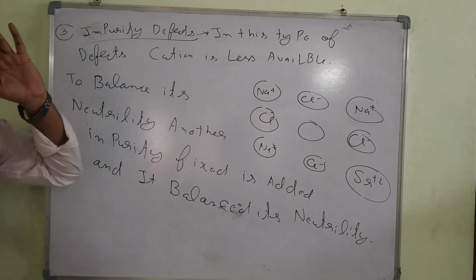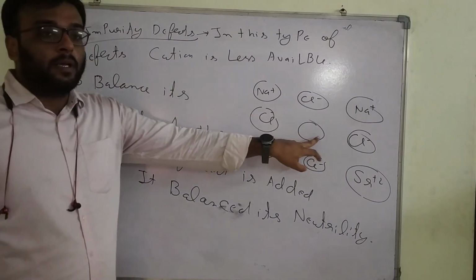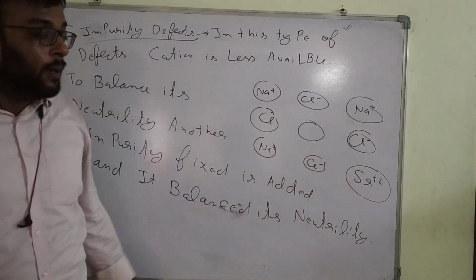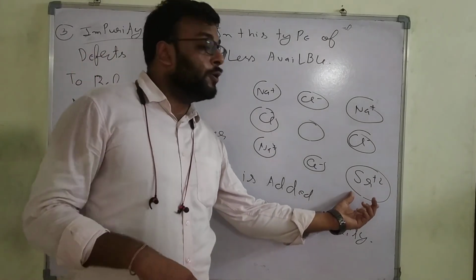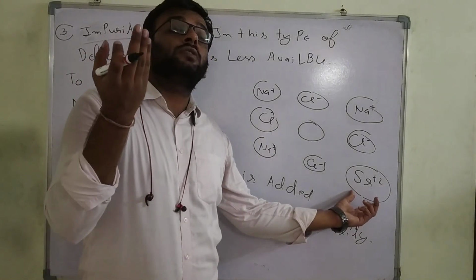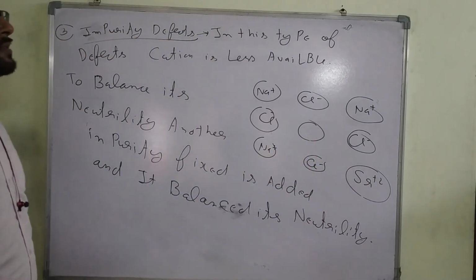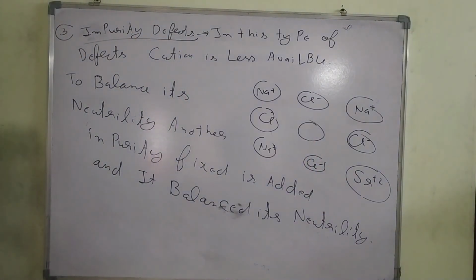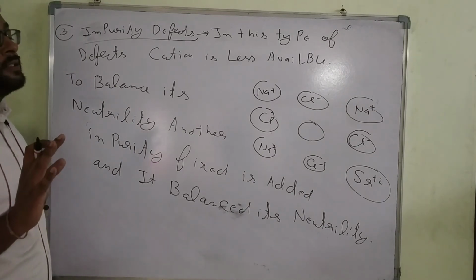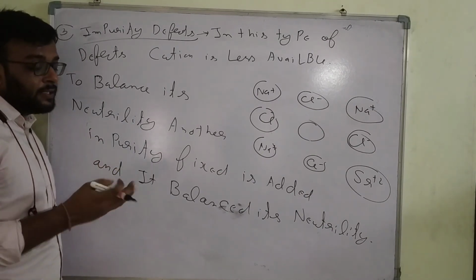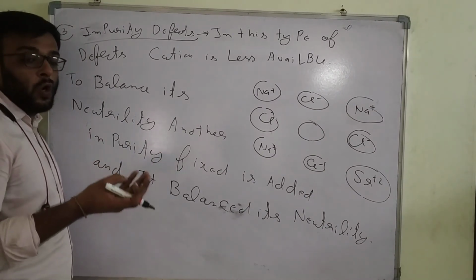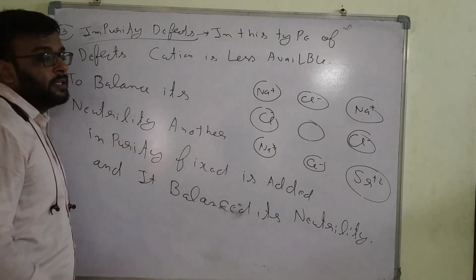I am explaining once again. Na plus 2 should be here, but another impurity of a higher oxidation state balances the neutrality of the crystal lattice. So this is the third type of defect. First is stoichiometry, non-stoichiometry, and third one is impurity.